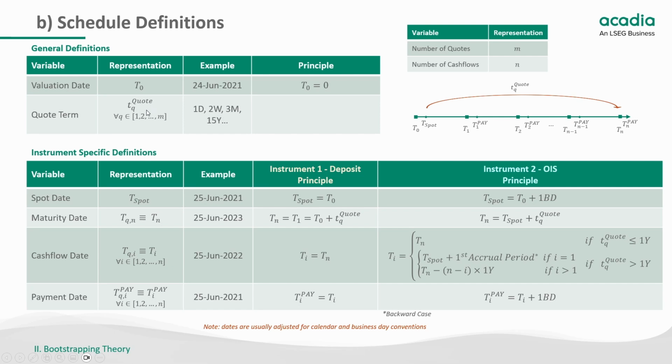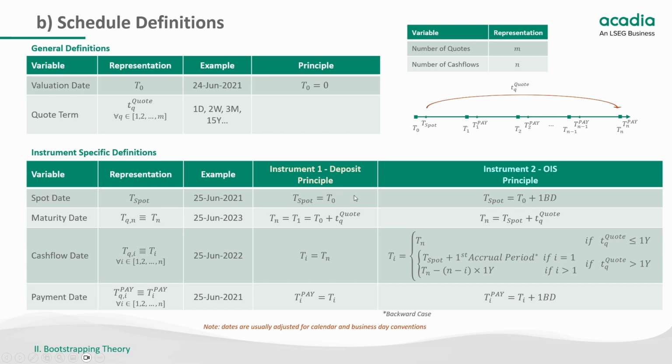Here we chose the little q to be the iterator going from 1 to m, m being the number of quotes that we have available for bootstrapping at the valuation date. In our case, we have 37 quotes, 1 deposit, and 36 overnight swaps. The next definitions are instrument dependent. First, the spot date, represented here as upper T spot, or settlement date. That's the date at which the funds are transferred, if there are funds to transfer, of course. For the deposits, there's not really a spot date per se, because it's the same as the valuation date.